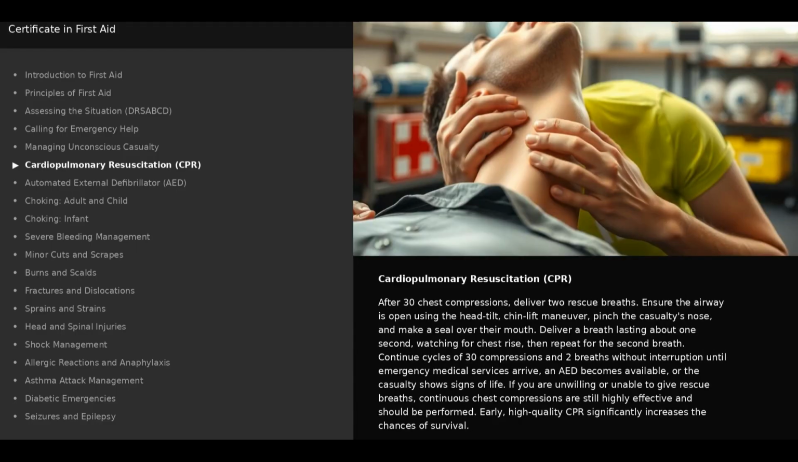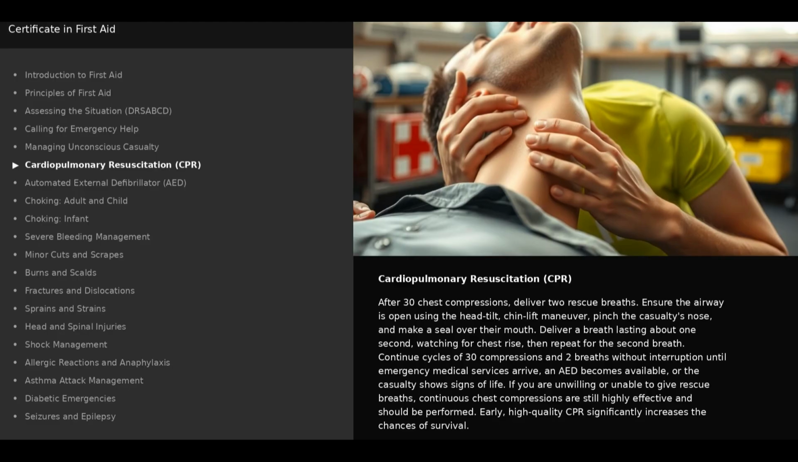After 30 chest compressions, deliver 2 rescue breaths. Ensure the airway is open using the head tilt chin lift maneuver. Pinch the casualty's nose and make a seal over their mouth. Deliver a breath lasting about 1 second, watching for chest rise, then repeat for the second breath.